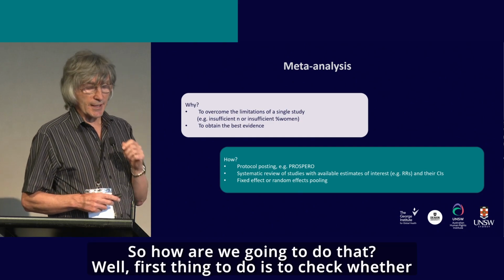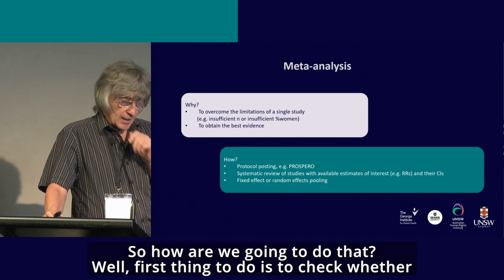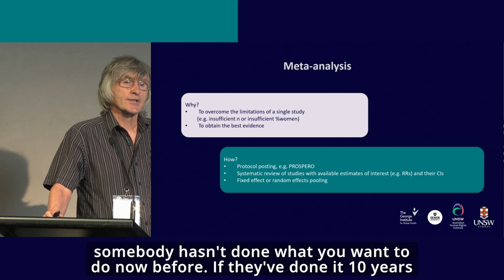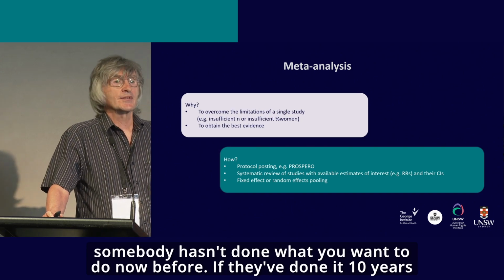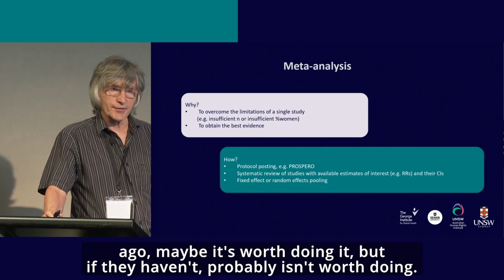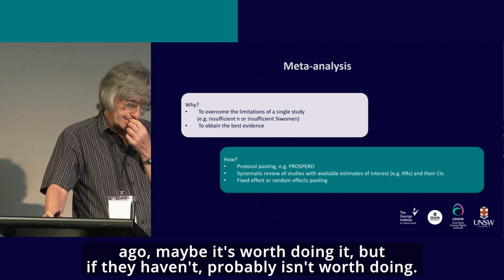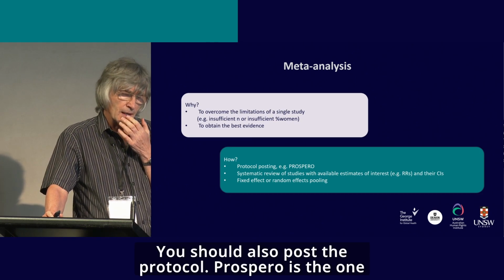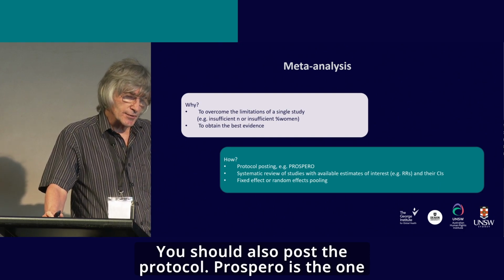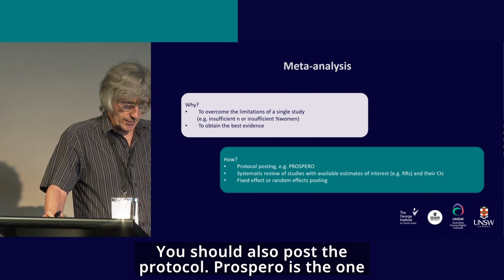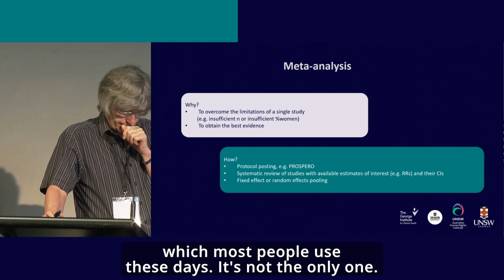So how are we going to do that? Well, first thing to do is to check whether somebody hasn't done what you want to do before. If they've done it 10 years ago, maybe it's worth doing it, but if they haven't, probably isn't worth doing. You should also post the protocol. Prospero is the one which most people use these days. It's not the only one.